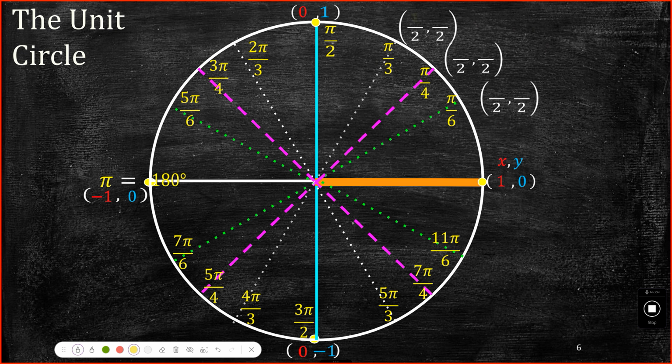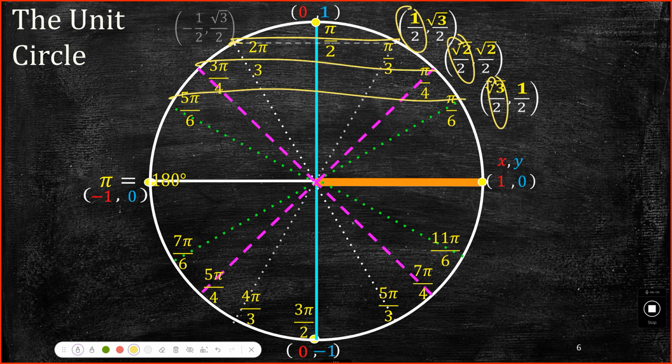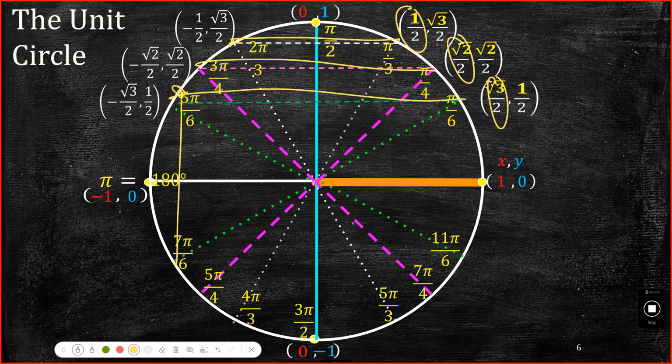Everything over 2: 1, root 2, root 3. To fill out the rest of these, go across. These x's will become negative when you go straight across over here. The y's stay positive. Then you can go down. This one goes here.